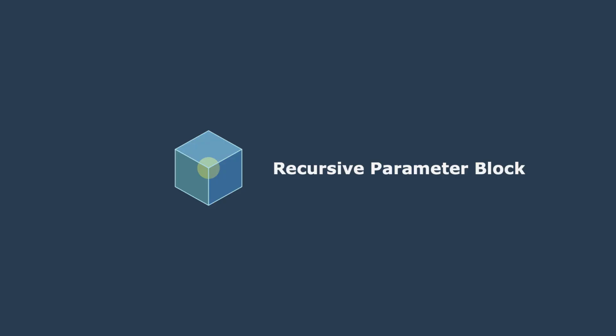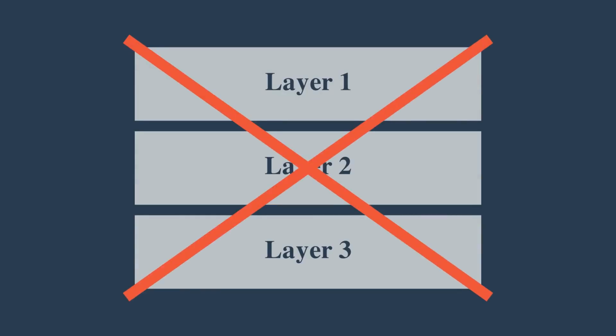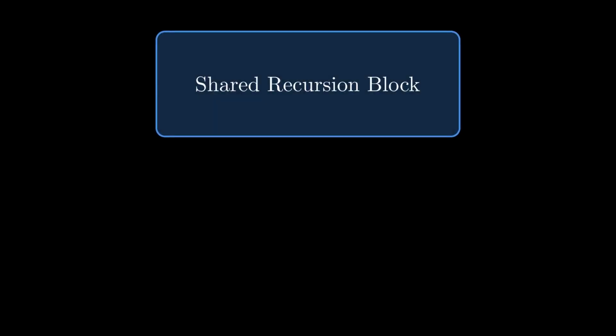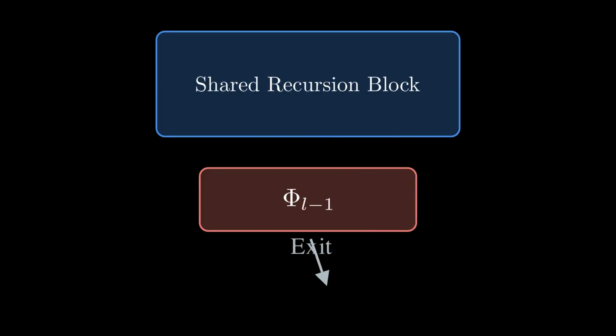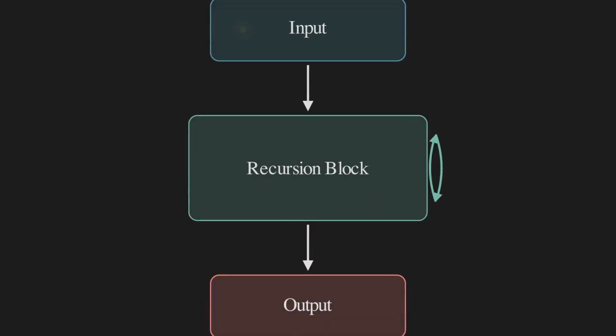At its heart is a fundamental data structure, the Recursive Parameter Block. A standard transformer stacks layers with unique weights, but this idea is thrown out. You have a unique input layer to process the initial data, and you have a unique output layer to give the final answer. The magic happens in the middle, with a shared block of parameters. A token is routed back through the same graph for iterative refinement.